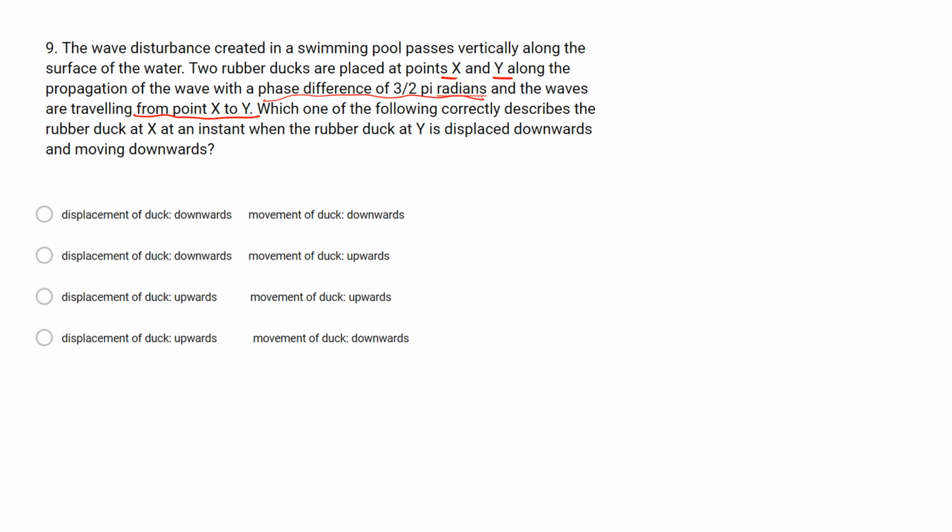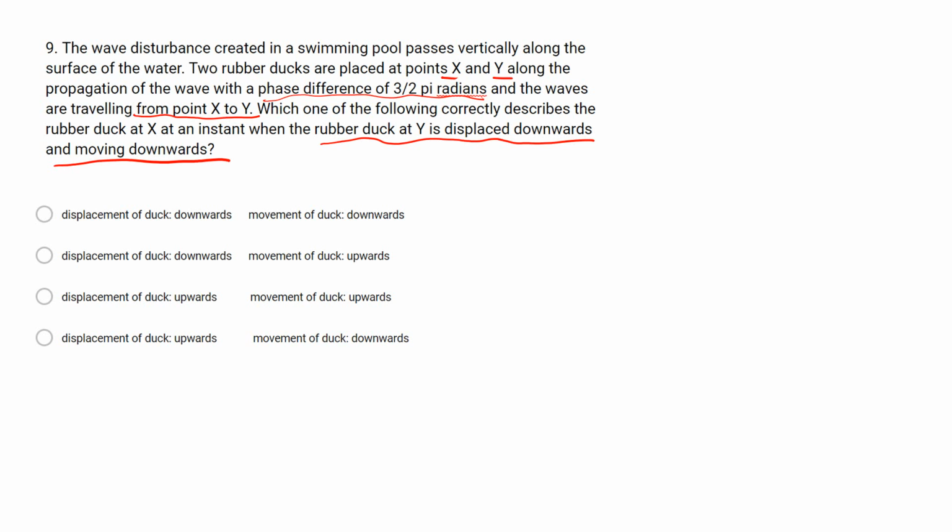The question wants us to consider what is the displacement of a dot at x and the movement of a dot at x at an instant when the rubber duck at y is displaced downwards and the rubber duck is moving downwards. So the best way to tackle this question is actually to consider the displacement distance graph of the wave. The displacement distance graph gives a good representation of all the particles at that instant.